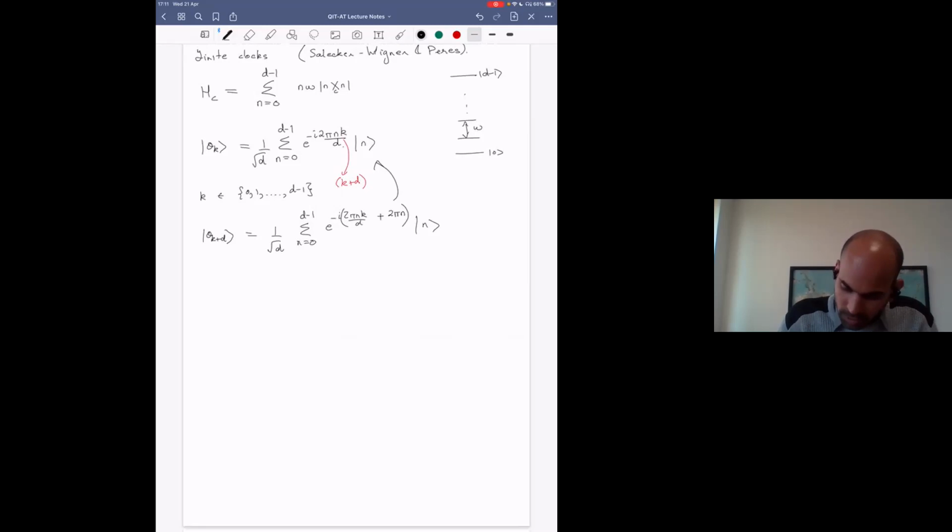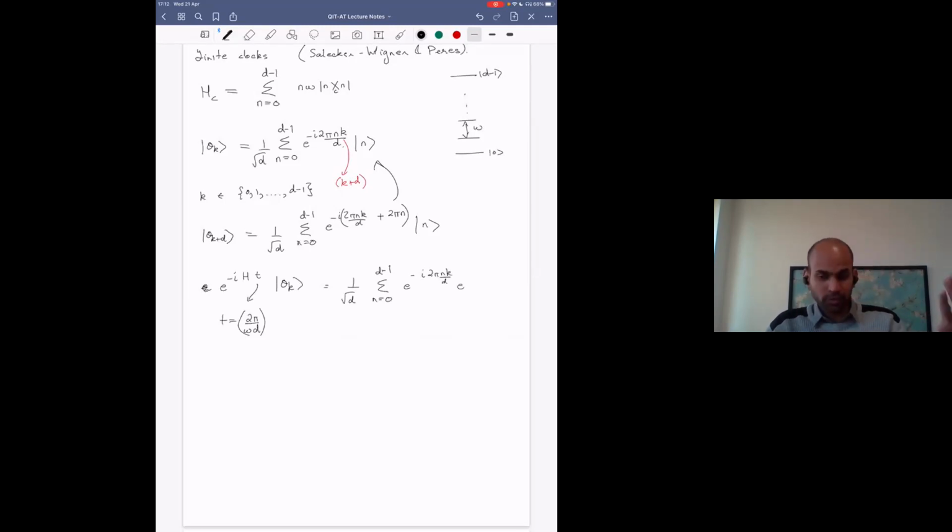The reason these states are useful is the following. Imagine that I do the following. I take e to the minus i, H of the clock, times t, and I put t equal to 2 pi over omega d. Okay. And I act with this on theta k. Then I get 1 over square root of d, the sum over n from 0 to d minus 1, e to the minus i 2 pi n k over d.